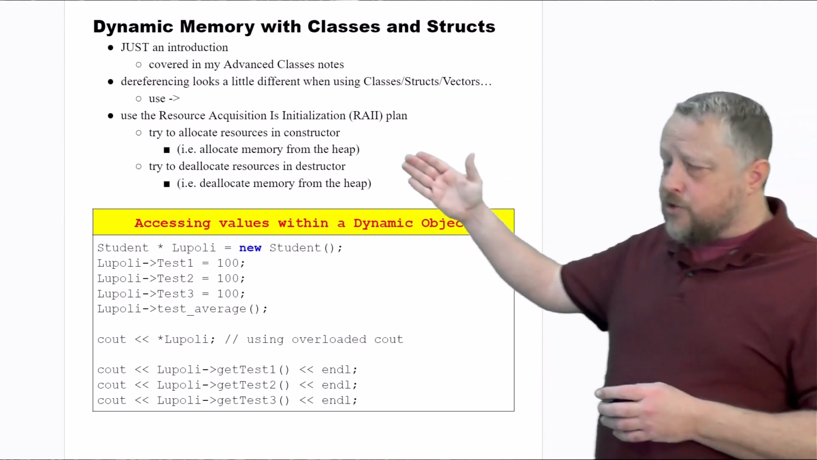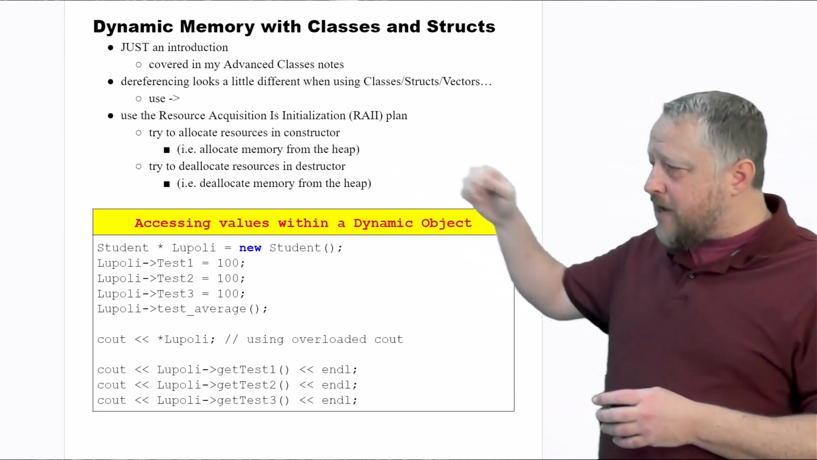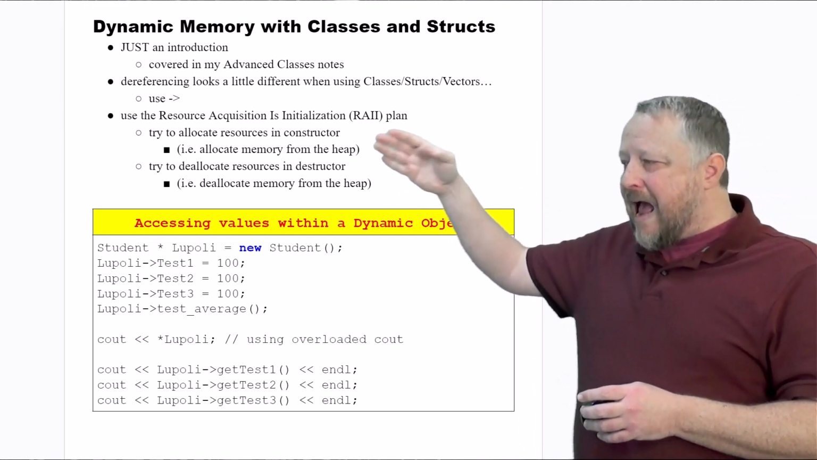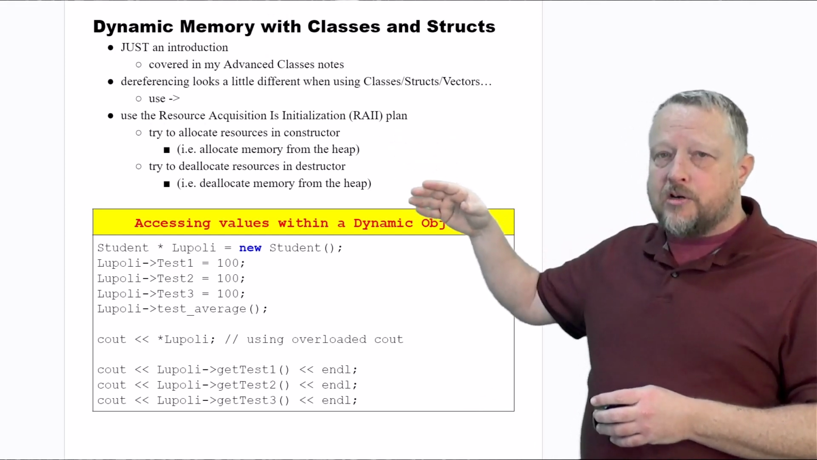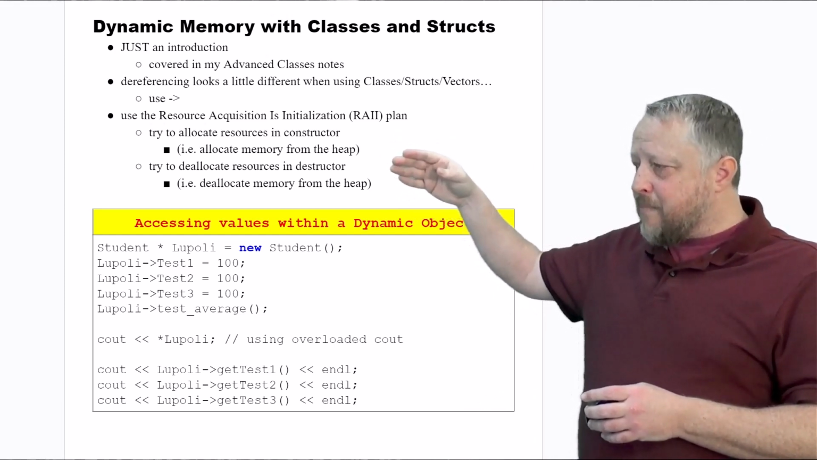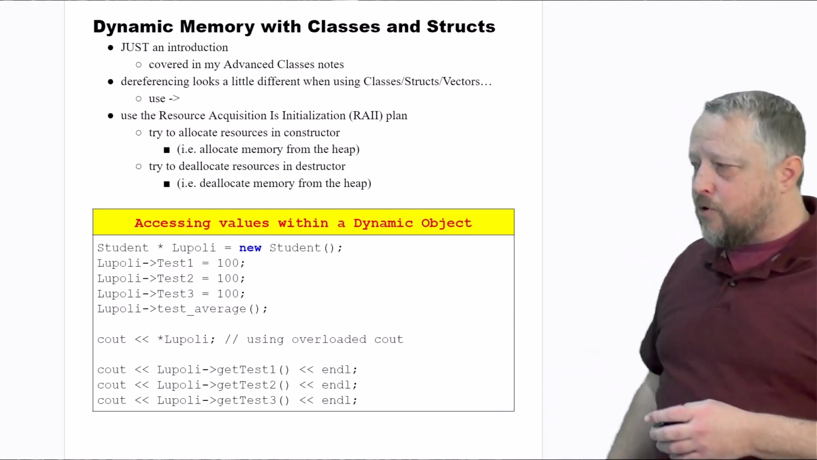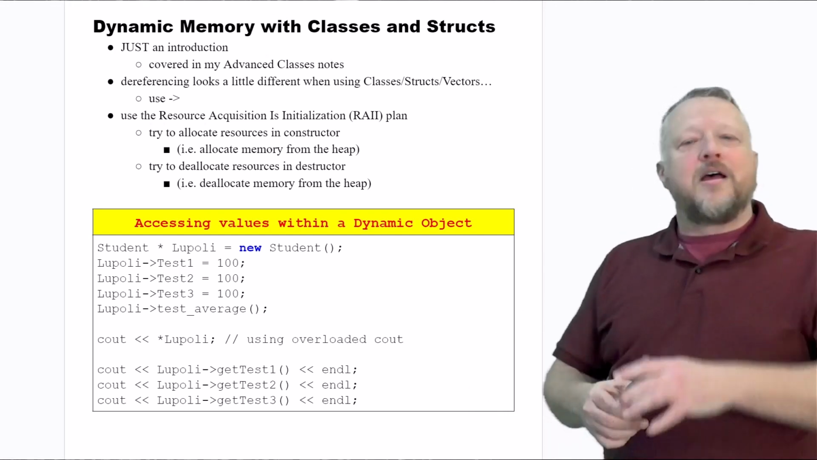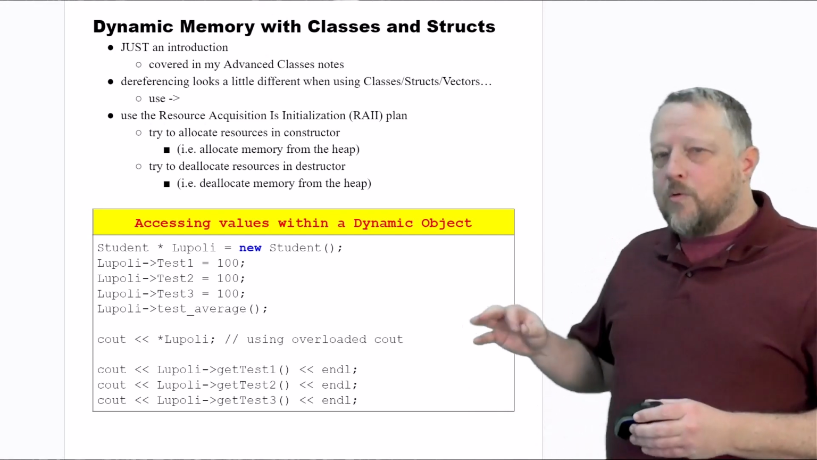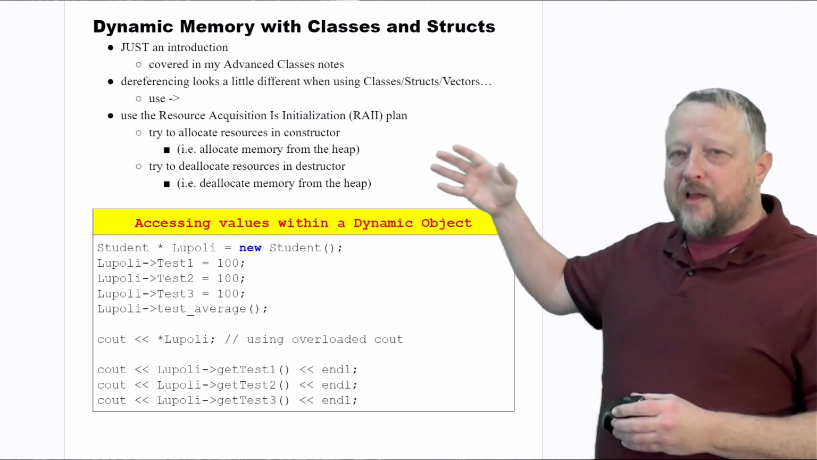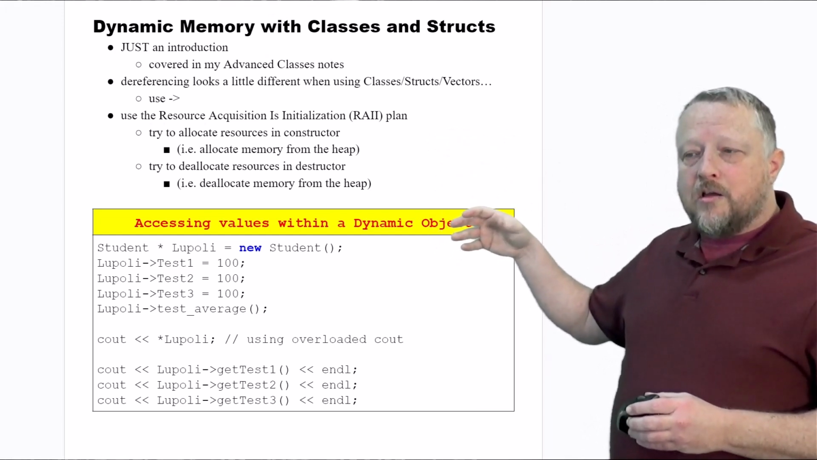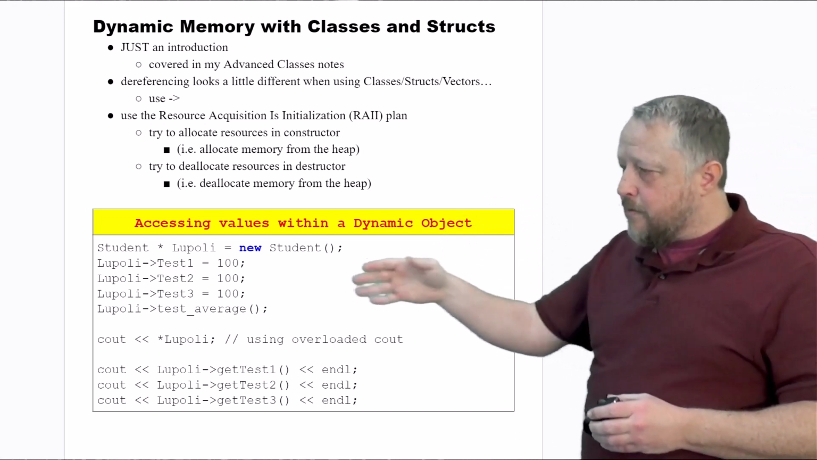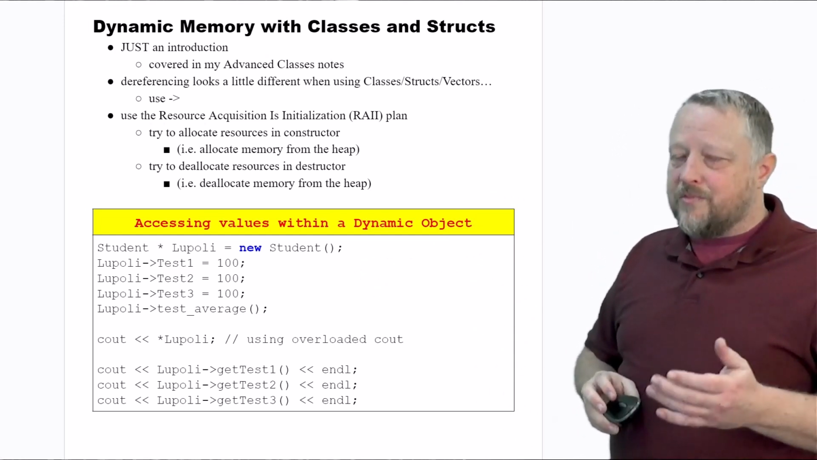We're also going to talk more about our resource acquisition is initialization plan. We're going to try to allocate resources in the constructor, and that means allocate memory from the heap, and we're going to deallocate resources in the destructor. That makes sense, right? The destructor is going to be one of the last things that are done. Again, for those of you who've had this yet. So that's what's going to happen. We're going to follow this plan when it comes to establishing areas to allocate and establishing areas to deallocate. But again, the other part is about the access using our arrows instead of dots.